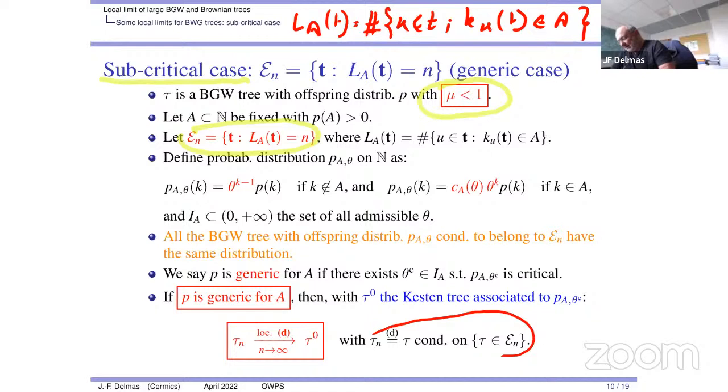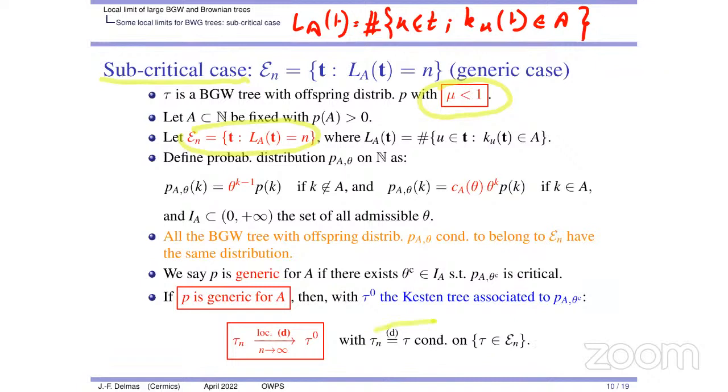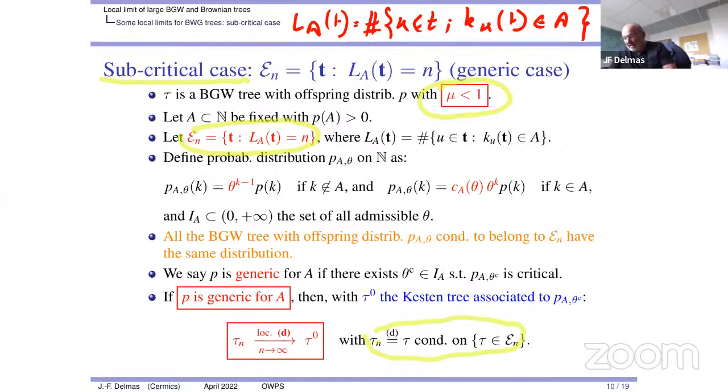Sorry, what is L_A of T? I'm coming back. I can come back. Don't worry. So I want to consider the Galton-Watson tree, the conditioned Galton-Watson tree, and look at the limit. Now, in order to describe the limit, which in this case is still the Kesten tree, I need to work a little bit.